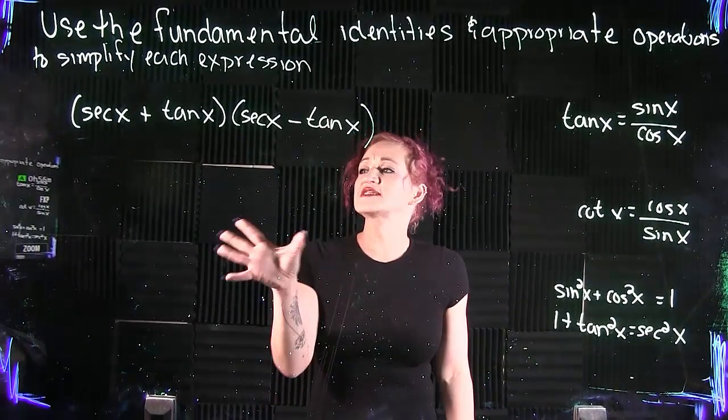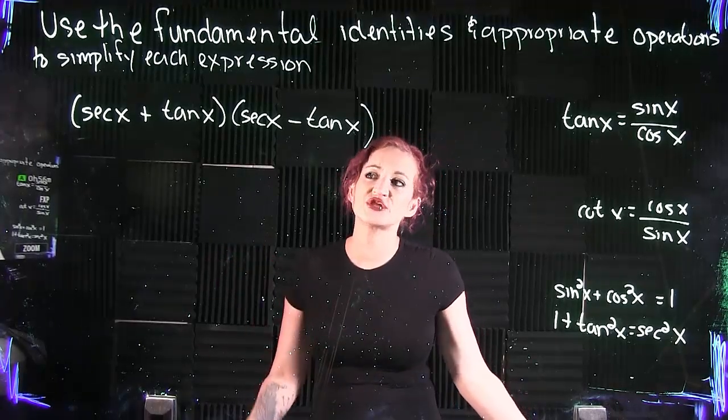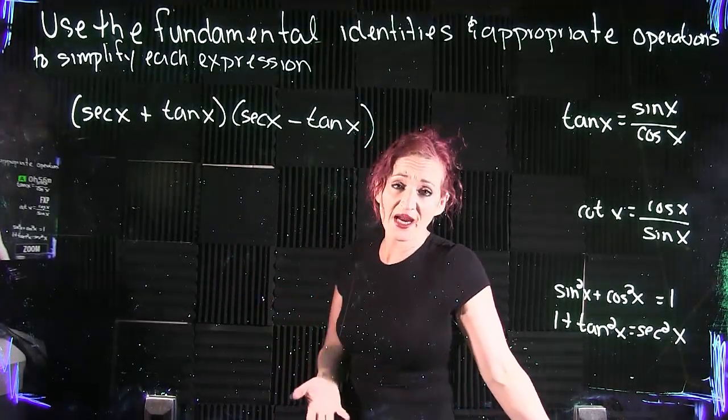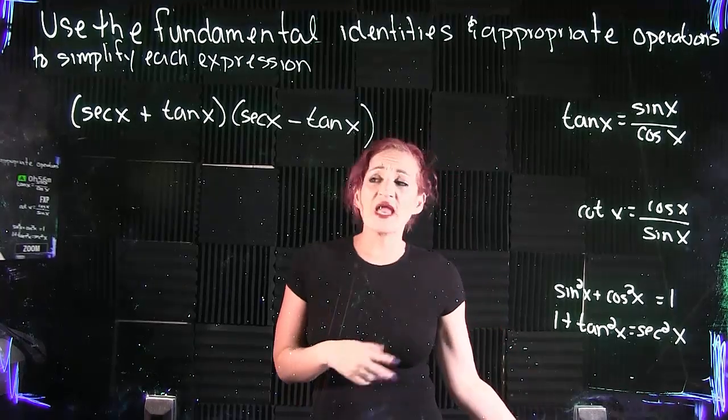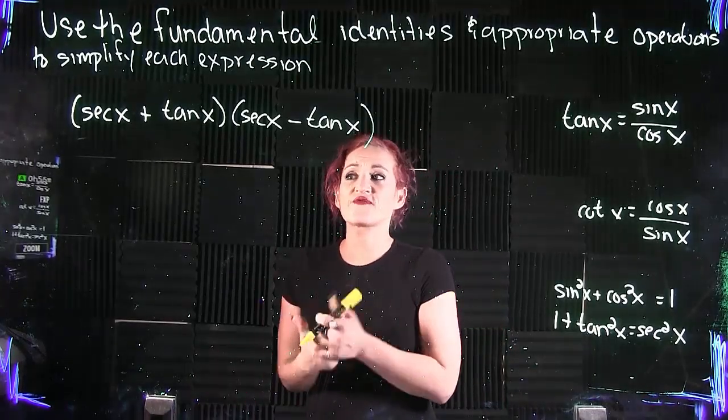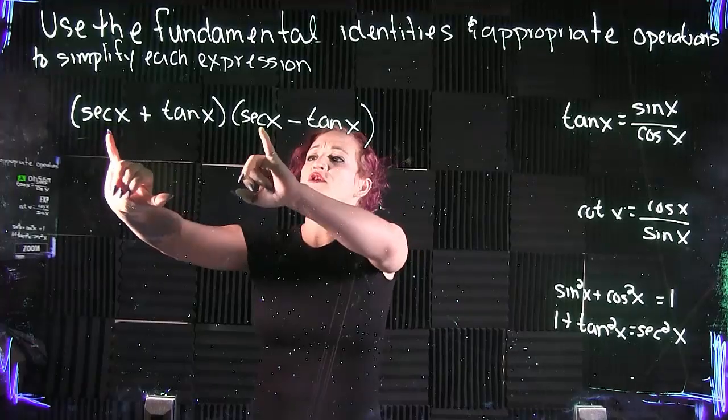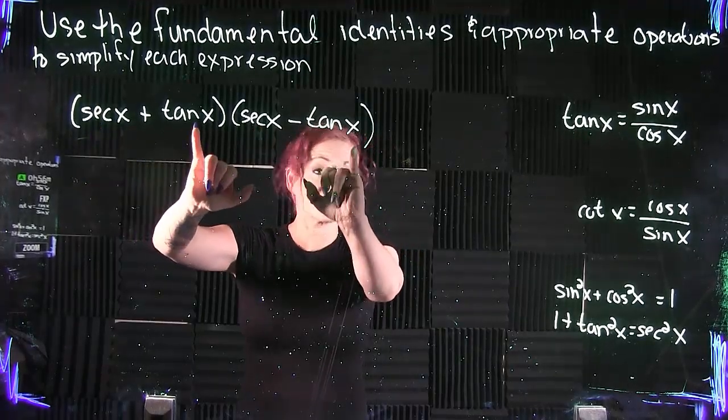Our next example here: secant x plus tangent x times secant x minus tangent x. So taking a look at this problem, I don't know about you, but one of the first things that I'm noticing here, notice we have a secant x in the first position, tangent x in the second.